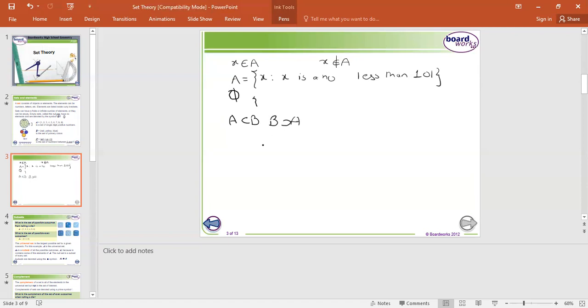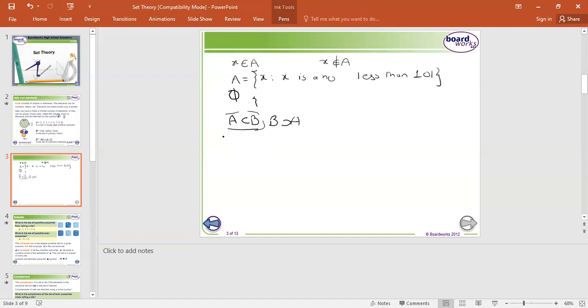If A is a subset of B but not equal to B, then A is called as proper subset of B. We can write this like this. A is a subset of B but not equal to B, then A is called as proper subset. This is proper subset of B. It is written like this. Now, the set of all women is a proper subset of the set of all people.